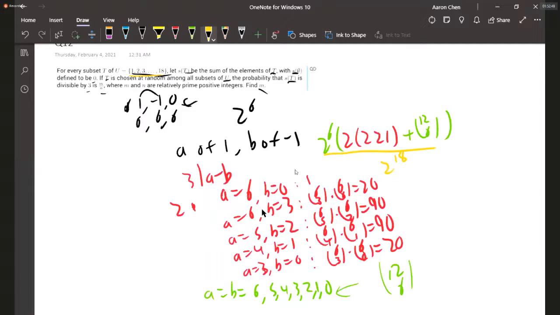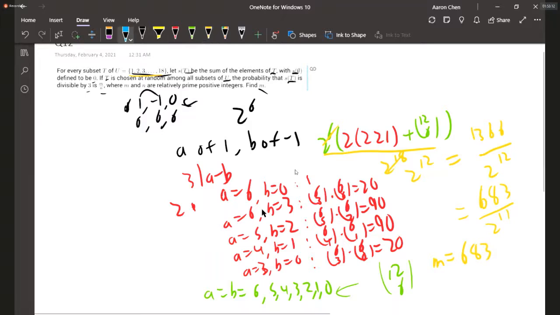And so when we clear this out, this is 2 to the 12, 1366 divided by 2 to the 12 when we multiply it out. And this is equal to 683 divided by 2 to the 11. And since we wanted to find the value of m, we have that m is equal to 683. And so that's our answer. So does anyone have any questions?